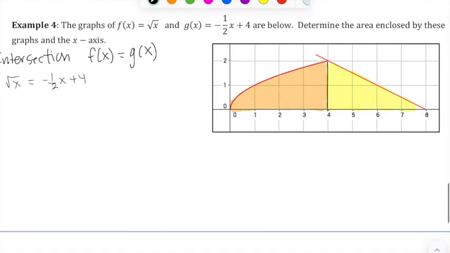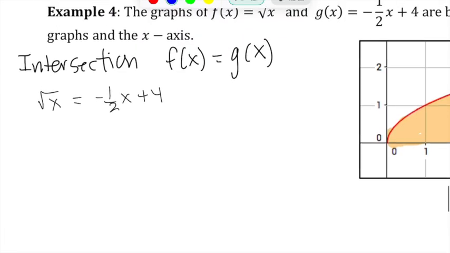All right, again, so example 4, we're given a graph of f of x equals the square root of x, and g of x is equal to negative 1/2 x plus 4. Determine the area enclosed by these graphs. So from here, it's not really necessary to find the intersection points because we can see it. It's at x equals 4, but let's just verify algebraically.